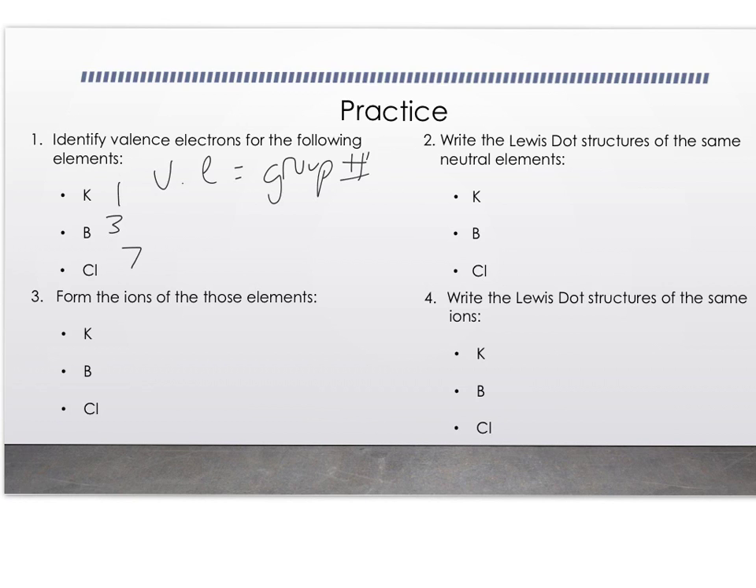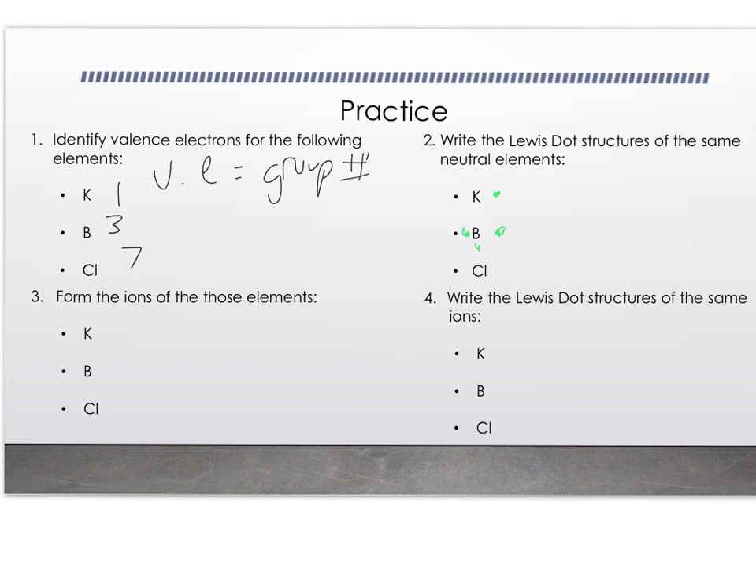Step number 2, we're going to write the Lewis dot structures of the neutral elements. Okay, that's based on the number of valence electrons. So if potassium has 1 valence electron, I'm going to use the green color, it's going to have 1 dot. Boron is in group 3, so it's going to have 1, 2, 3 dots. And I'm only going to be using the green for that one, so you can see those.